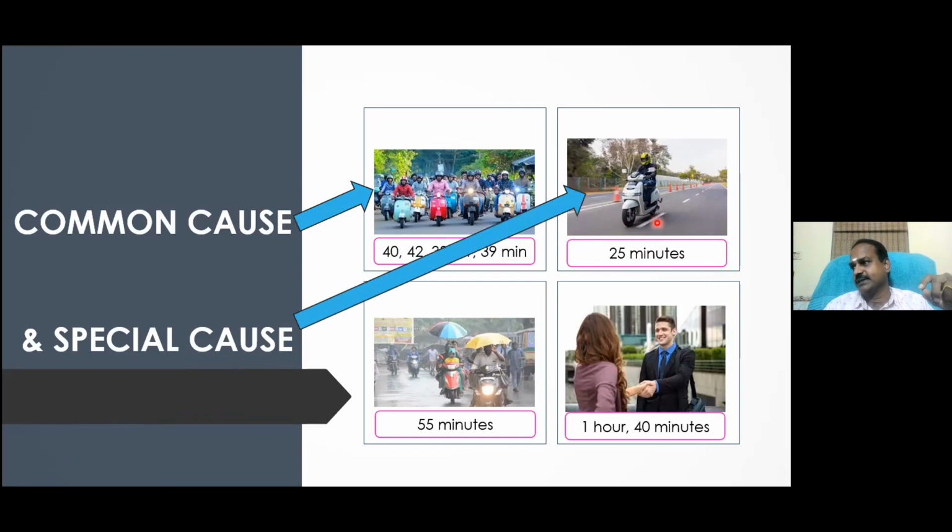So this is basically the difference between the common cause variation and special cause variation. It will reflect in your number. So the first one is common cause, the second one is special cause. The third one is also special cause. The fourth one is very special cause.